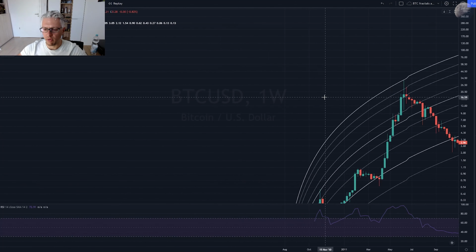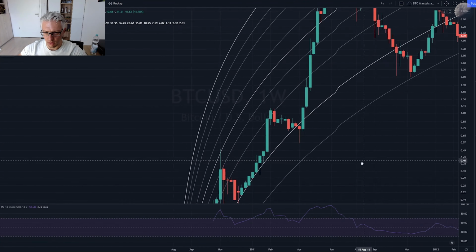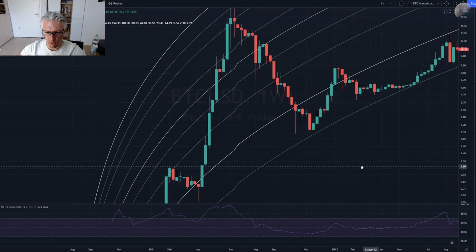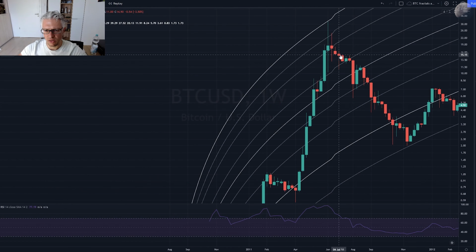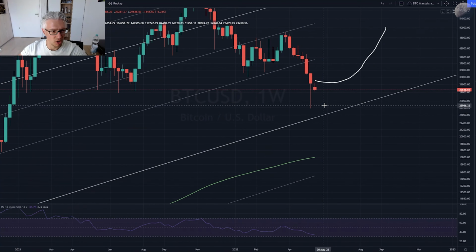So it's not a guaranteed thing that only because we have a strong hammer close, here was a good example, strong hammer close, and then bam, we go higher. But as we have seen, this is not a guarantee. We can have a hammer close here and it immediately starts dropping further.